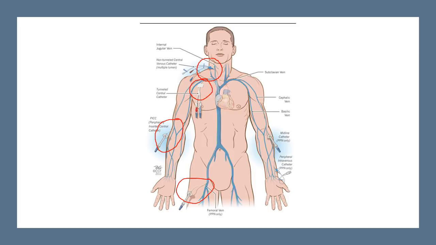And as I mentioned earlier, the tip always rests in the SVC, except for that femoral site. It's very important that the tip does not enter the right atrium. Sometimes that happens during insertion, it goes a little too far and it's in the right atrium, and your patient will present with typically tachycardia and arrhythmias because the tip is tickling the inside of the heart there.